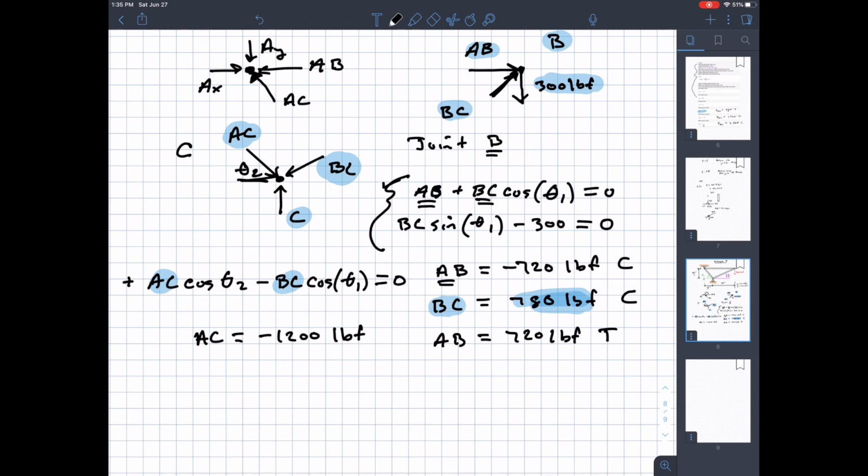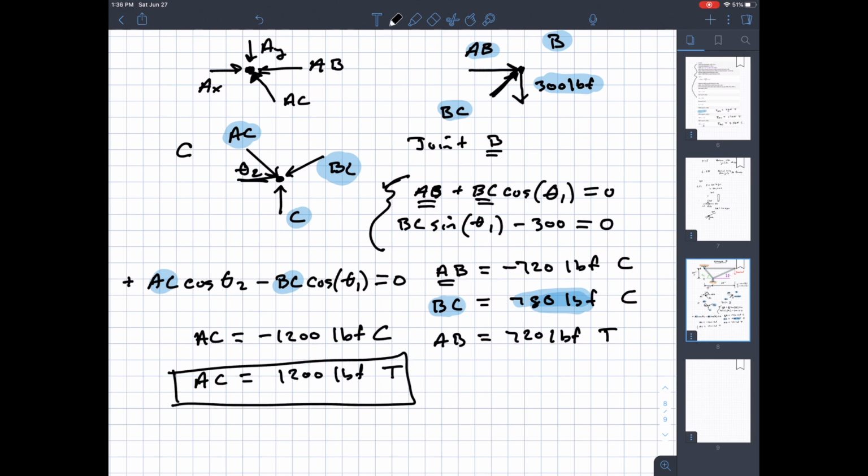Okay, so that would mean AC is, remember I assumed it was in compression, so AC would be 1,200 pound force in tension because of the minus sign. Okay, so those are the forces. This is the solution to this truss problem.